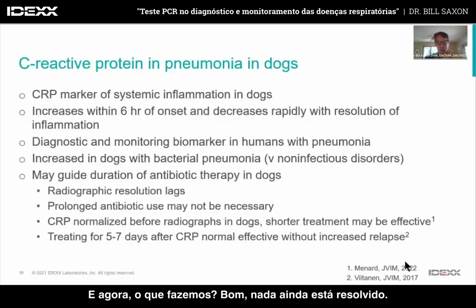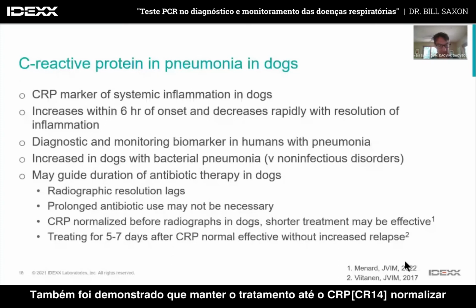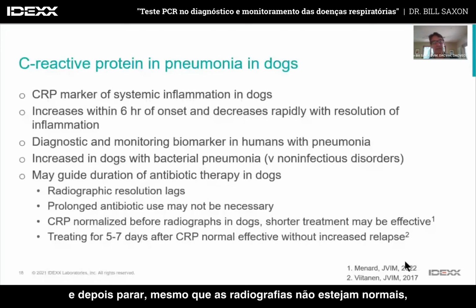So now, what are we going to do? Well, nothing to be really definitive about yet. It has been shown in both of these studies that CRP normalizes before radiographs do. It's a much more nimble marker of resolution. And it's also been shown that treating until the CRP is normal and then stopping, even if the radiographs aren't normal, there's no difference in outcome between that shorter duration of therapy till CRP normalizes or until radiographs normalize.